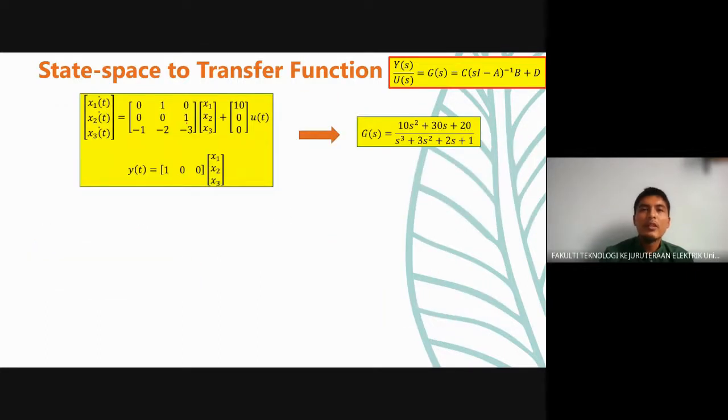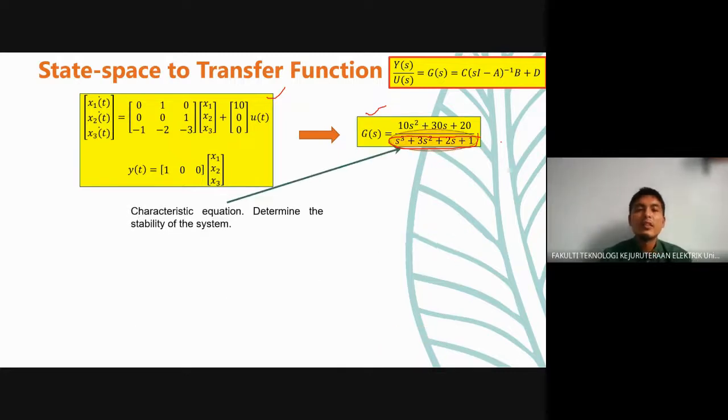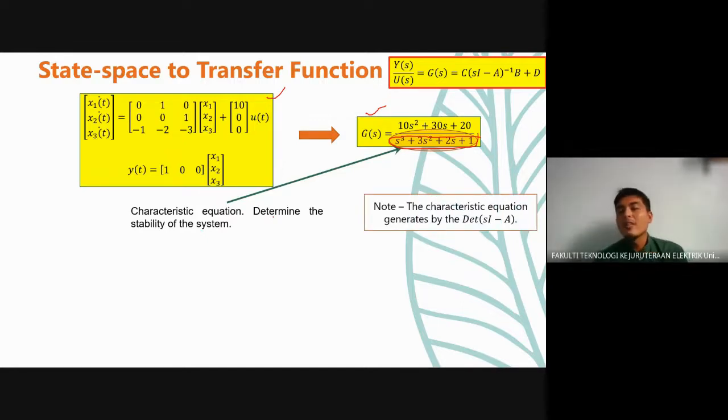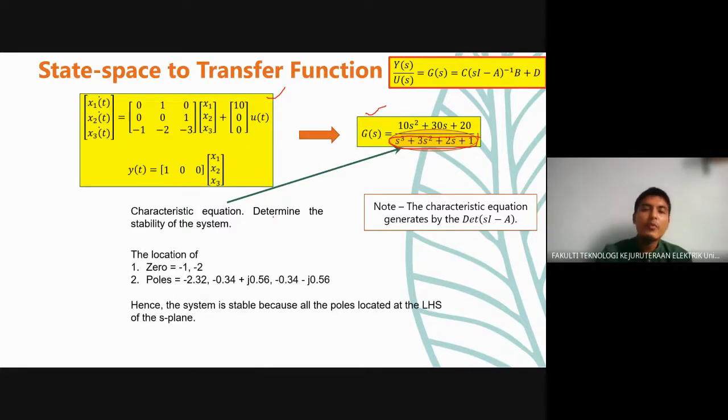According to the question, this is your state space, and then you convert to the transfer function. After that, you can determine the stability of the system by looking at this characteristic equation. The characteristic equation determines the stability of the system, and it is generated only by the determinant of sI minus A. So the locations of the poles are 0, -1, -2, and so on. Hence, the system is stable because all the poles are located on the left-hand side of the S plane.